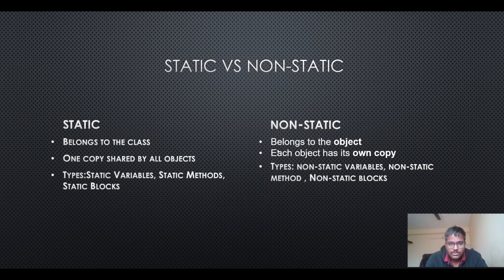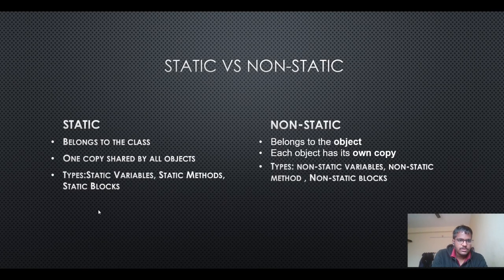Whereas here, each object has its own copy. Multiple objects will be there, and each will have its own copy. Means at your home so many family members will be there, and they will have their own mobile phone. For understanding purpose I am telling these examples.